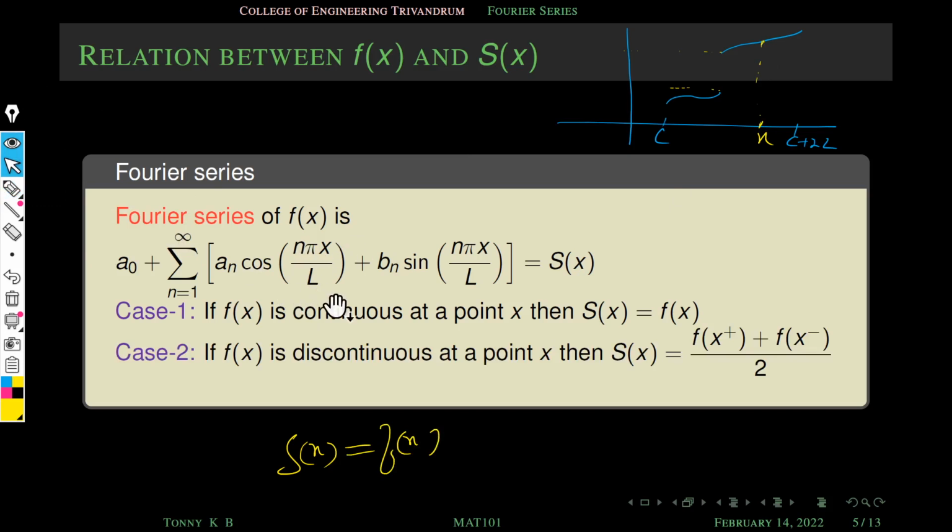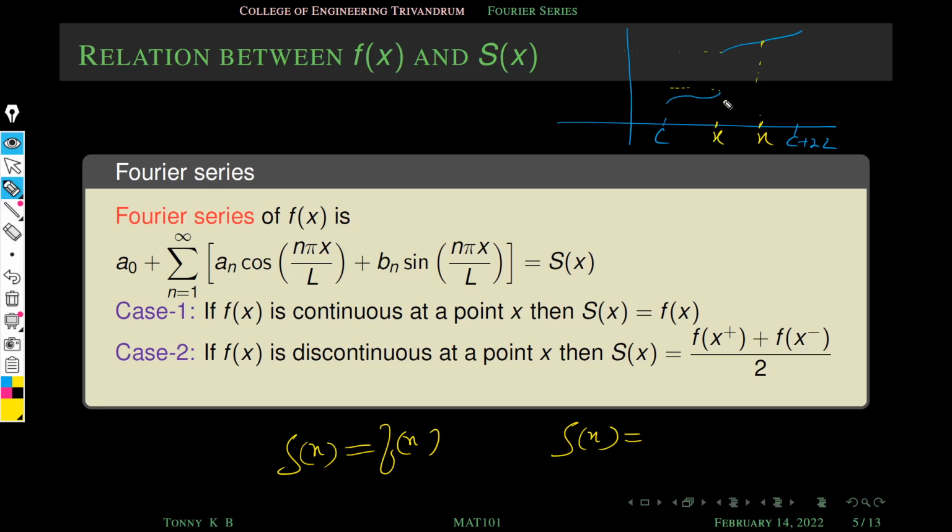Then we have one more case. Suppose there is a discontinuous point. In this example, suppose x is here. Then we can evaluate s of x, which means the value of the Fourier series at this point. Theoretically it says that the value of the Fourier series at this point is equal to f of x plus plus f of x minus, divided by 2. That means the average of the left hand limit and right hand limit.